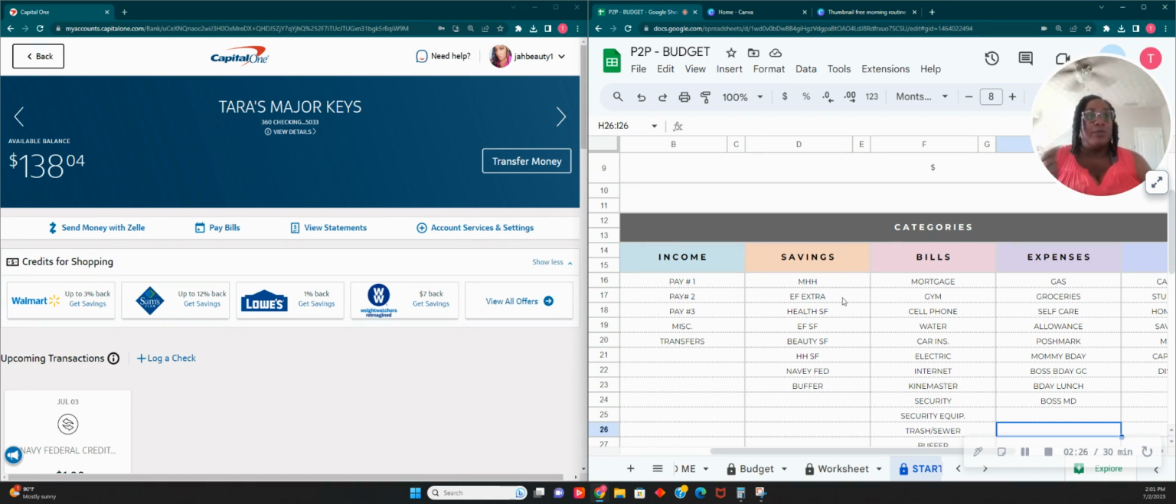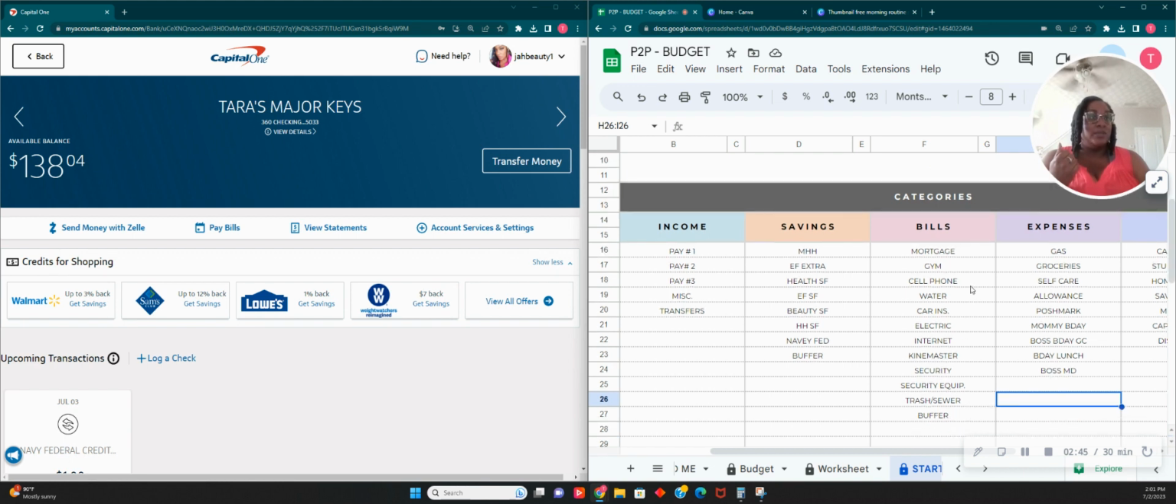Savings, I have my humble home, extra emergency fund money, health savings fund, health sinking fund, emergency fund, sinking fund, beauty sinking funds, household sinking funds, Navy Federal, bank, and buffer, right? And then in bills, I have mortgage, gym, cell phone, water, car insurance, electric, internet, KineMaster, security equipment, trash, sewer, and again, buffer.